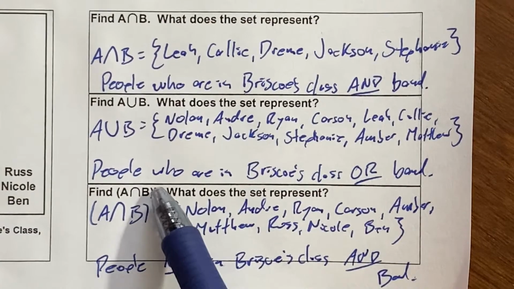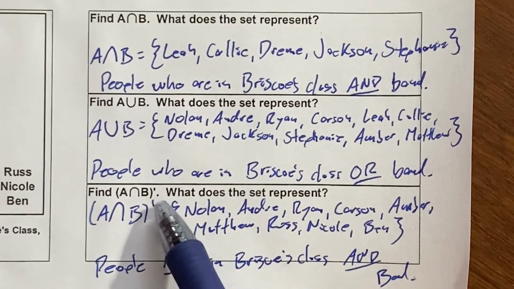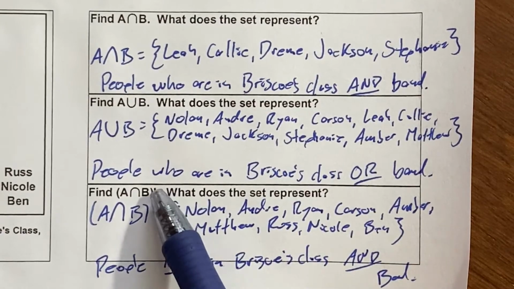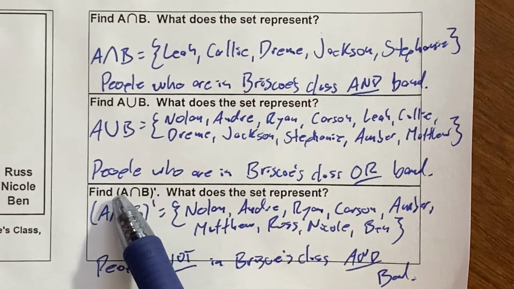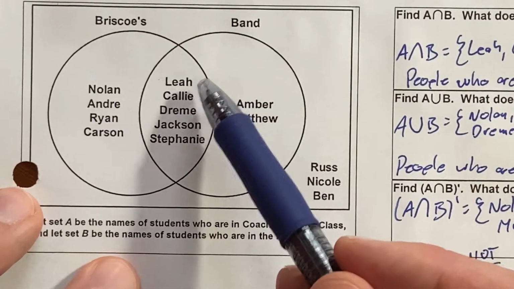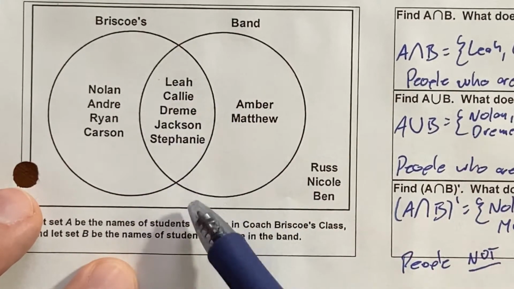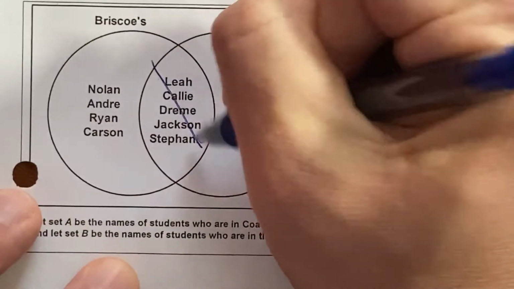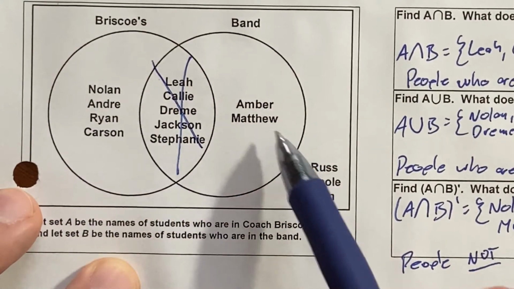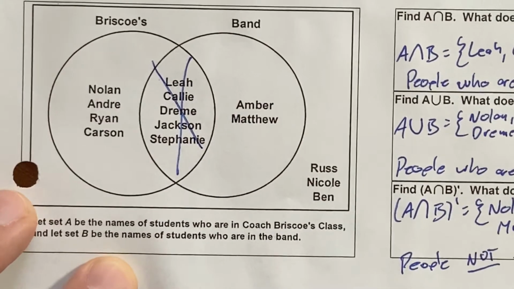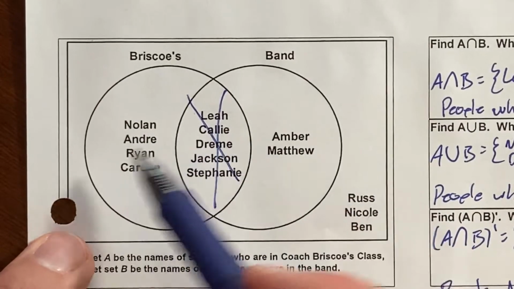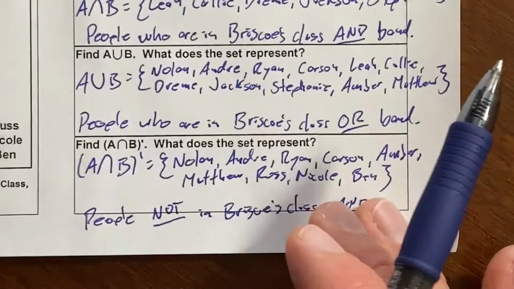The last one is a not, it's a complement, fancy word for complement, that apostrophe. So those are people who are not in Briscoe and band. Well, who are the people in Briscoe and band? Leah, Callie, Dream, Jackson, Stephanie. So people who are not would be everybody else: Nolan, Andre, Ryan, Carson, Amber, Matthew, Russ, Nicole, and Ben. So this is people who are not in the intersection. So we would write everybody else.